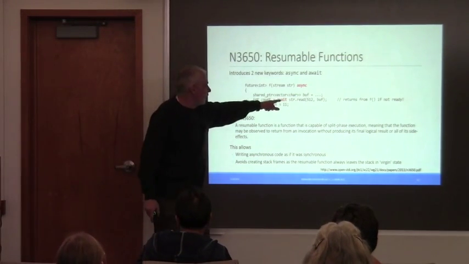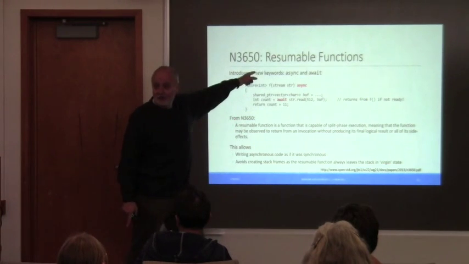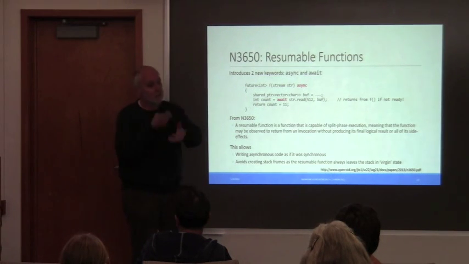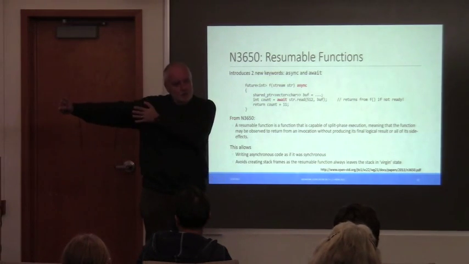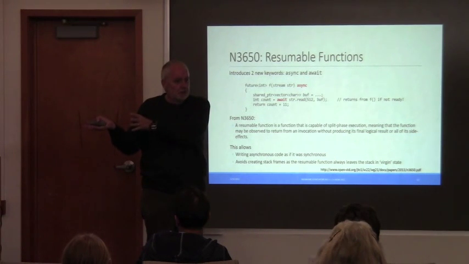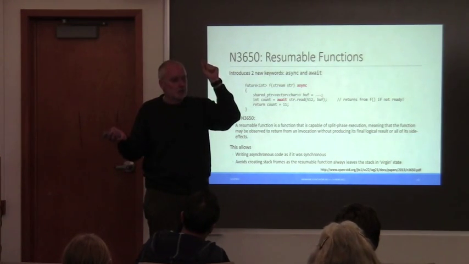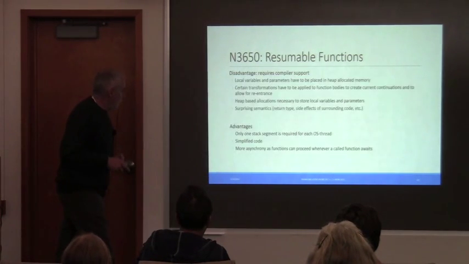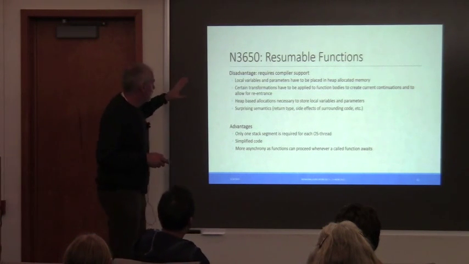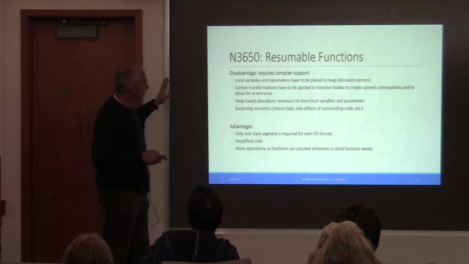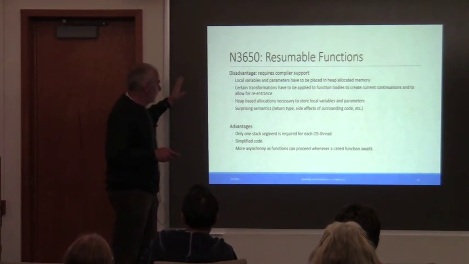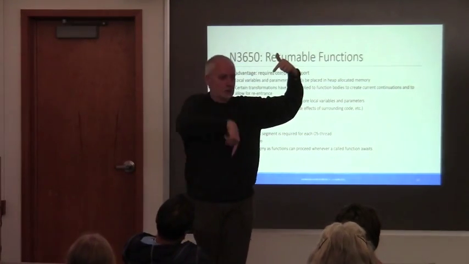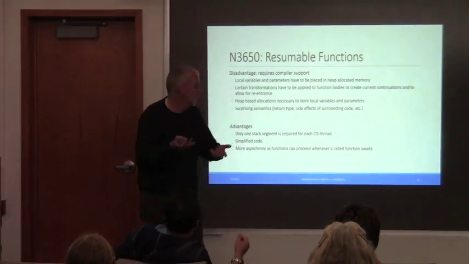So you can't return at that point from F with a library-based solution. You need compiler support for that. The compiler needs to kind of rewrite that function, put all local variables onto a separate heap segment, so you can leave the function without leaving anything behind on the stack. It requires compiler support. Local variables and parameters have to be placed in heap allocated memory. The code has to be transformed. Just imagine you're passing a pointer to a local variable of a function into a called function and things like that. So the compiler has to take care of that.